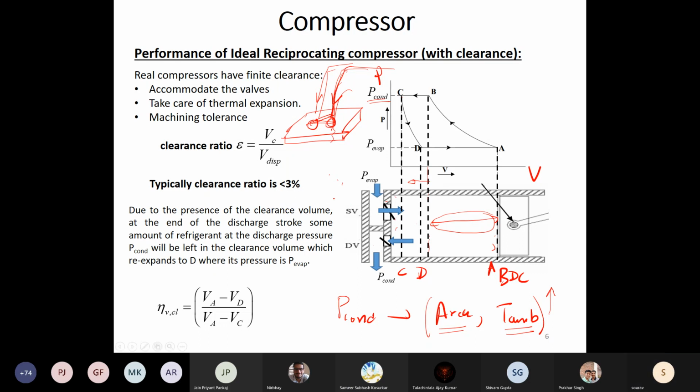Anything else? Sir? Yes. So during the suction, doesn't P evaporator decrease? During the suction, doesn't the P evaporator decrease? Okay, that's like a as the suction takes place. okay. Okay. Very good question.